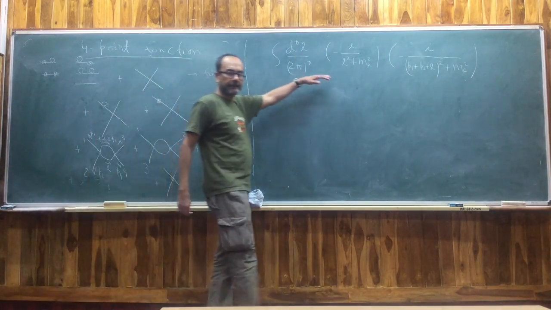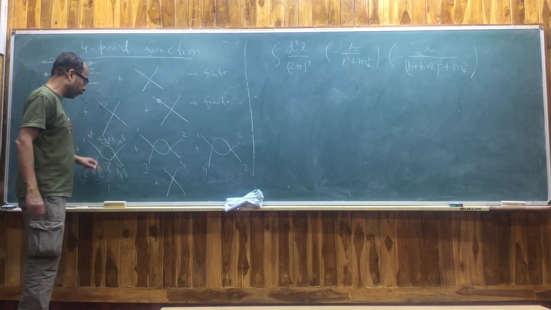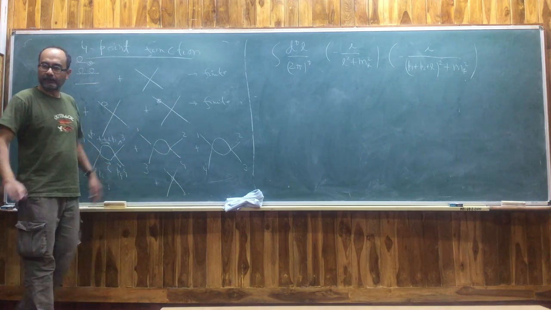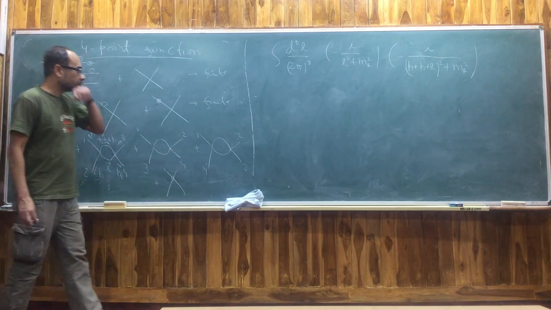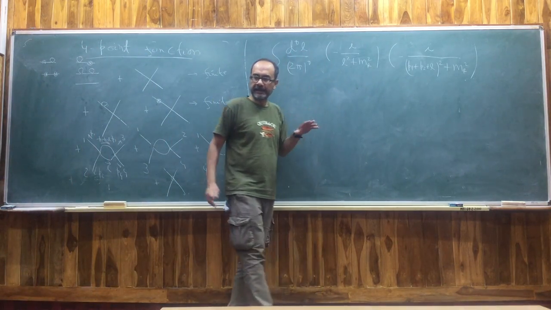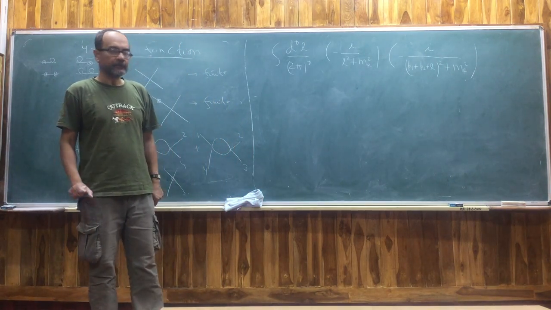right? That's a divergent piece. Because you see, external propagators and the momentum conserving delta function are all common between this diagram and these diagrams. So you don't have to worry about those. So this is what you have to evaluate. Eventually you want to take the D goes to 4 limit.